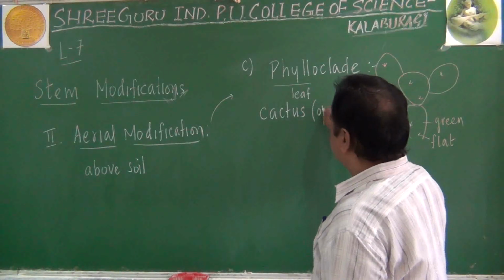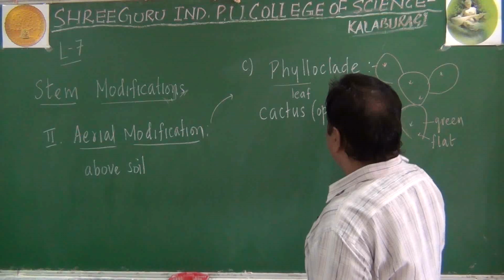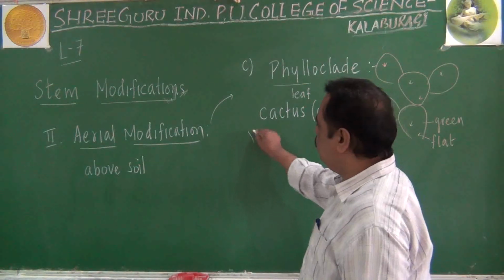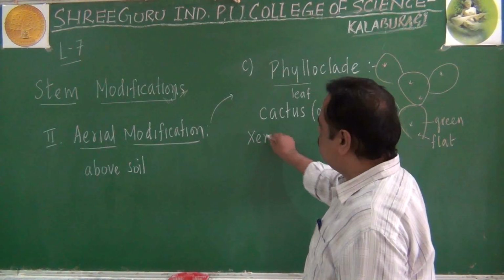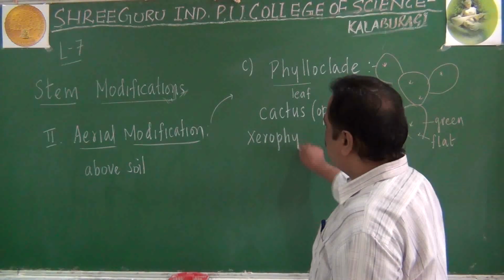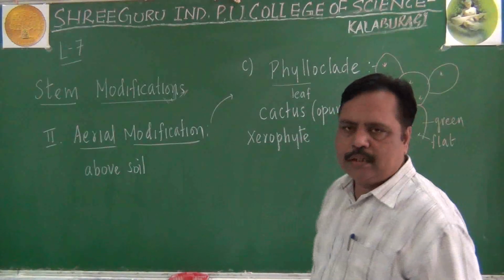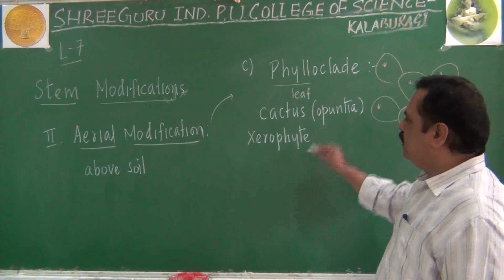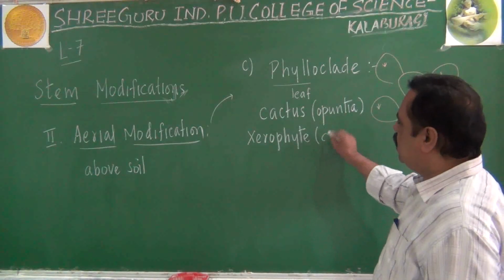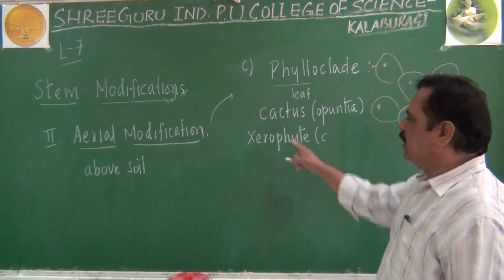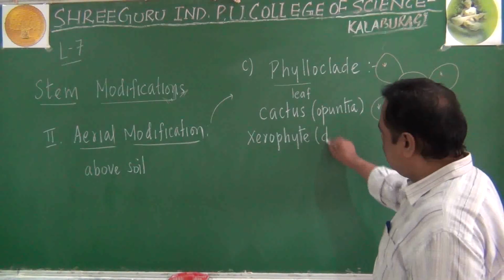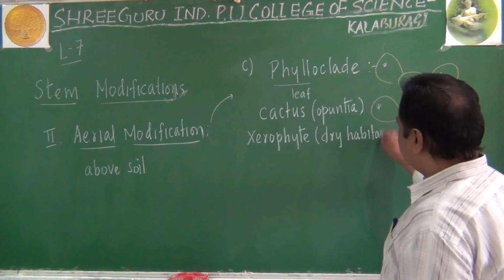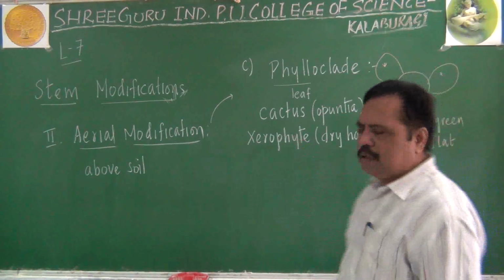Biologically, this cactus plant is called Opuntia, remember, Opuntia. This Opuntia can be called a xerophyte, we can see here. What is a xerophyte? The plants which live in dry habitat or desert habitat are called xerophytes.